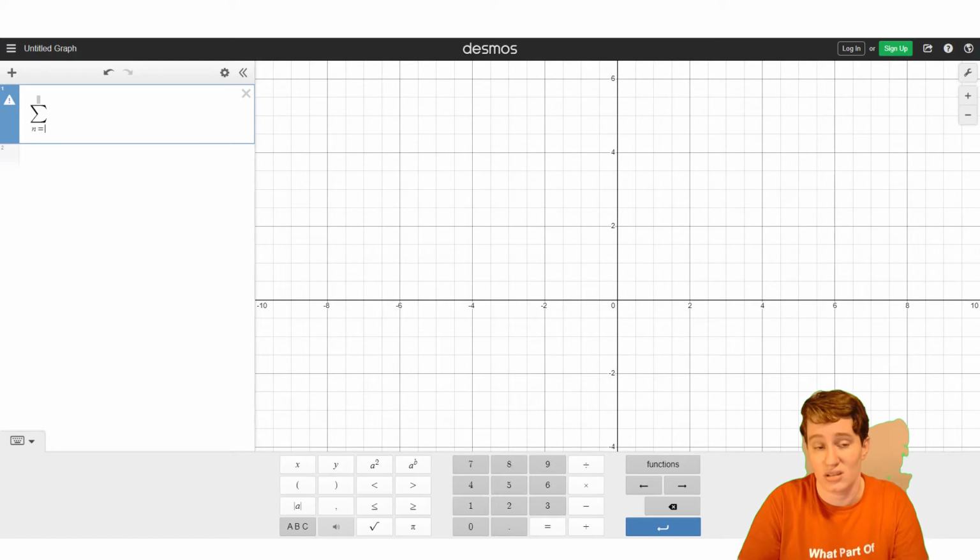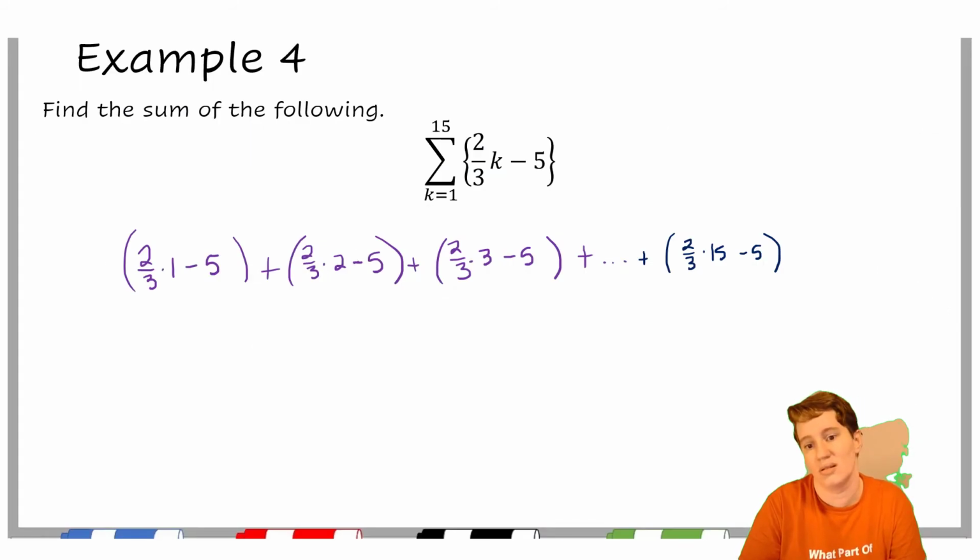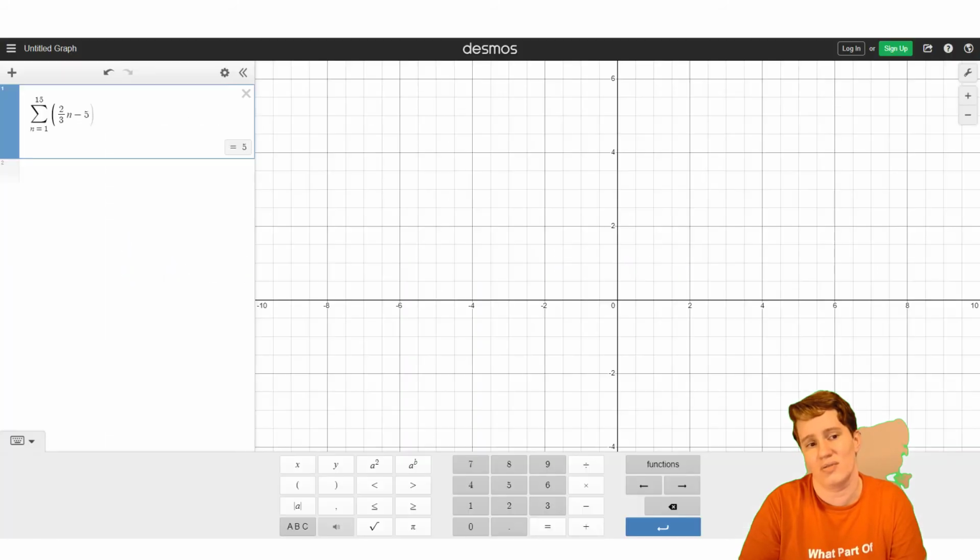On your TI calculator, the easiest letter to use is X because you have that special X button. It doesn't really matter what letter you label it as, as long as you are consistent, and whatever you put over here, you use the same letter. So that was 2/3, not K. It was K, but I'm not using K. Minus 5, is that what it was? And it tells me the answer is 5. 2/3 N minus 5, 1 to 15. Seems like such a weird answer.